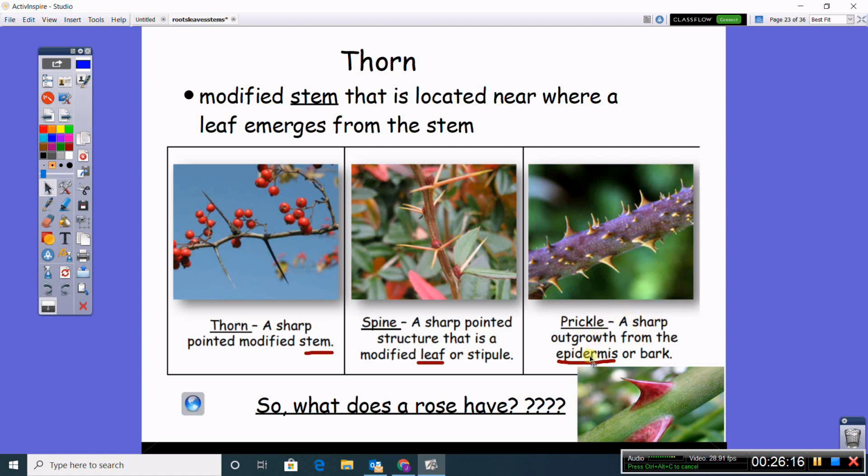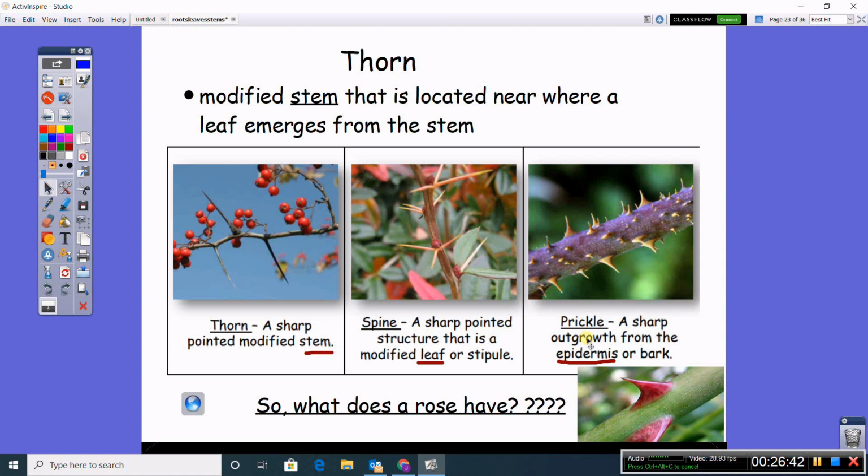A prickle is a modification of an epidermal cell. It's usually kind of almost shaped like a shark's tooth, I guess you might say. It's usually got kind of this angle to it. So if you think about what a rose has, that's what our question is here, our rose does not have thorns, despite the song.